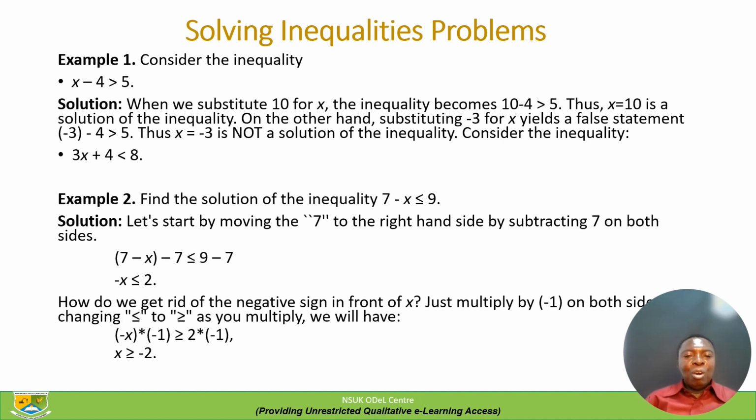How do we get rid of the negative sign in front of the x? Just multiply by minus 1 on both sides of the inequality, and the sign will change from less than or equal to, to greater than or equal to. As you multiply, you have (minus x) times (minus 1) greater than or equal to 2 times (minus 1). So you have x greater than or equal to minus 2.